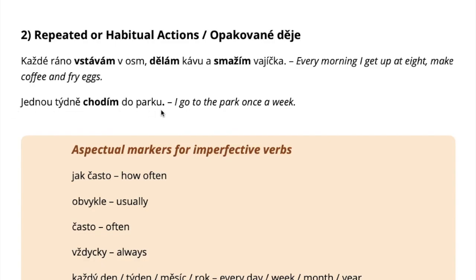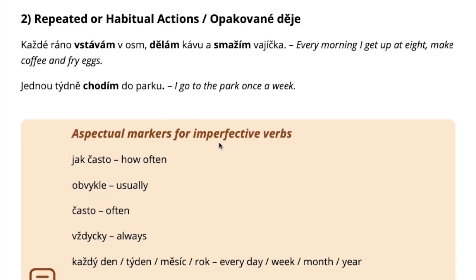Jednou týdně chodím do parku. I go to the park once a week. Jednou týdně means once a week. And there I am already talking about frequency. How often something happens. I go to the park once a week.